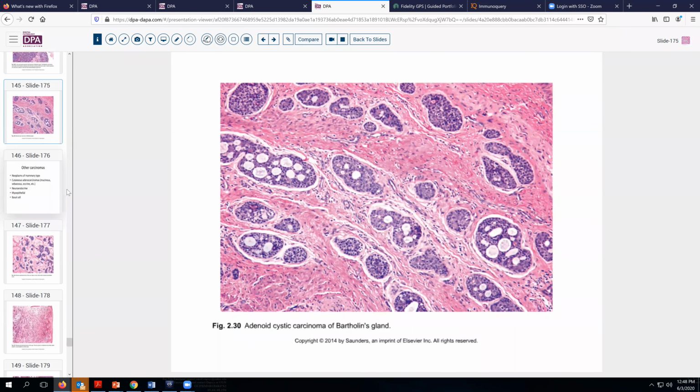And then just because we love to look at these lesions, here's the adenoid cystic carcinoma that also can occur in the Bartholin's gland.